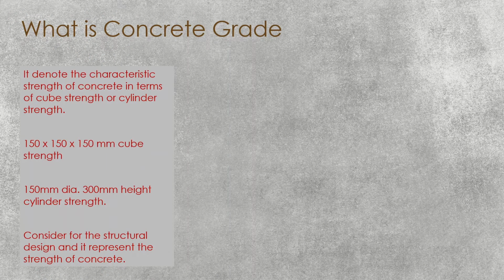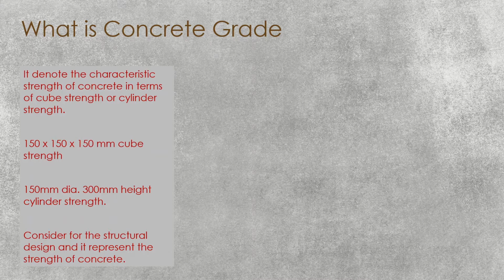What is concrete grade? It denotes the characteristic strength of the concrete in terms of cube strength or cylinder strength. In some standards, they use cube strength for characteristic strength. Some countries use cylinder strength for the characteristic strength and for the design requirements. A concrete cube having dimensions 150 by 150 by 150 millimeter will be used for casting the cube, and it is used to test the concrete. So the strength of that cube will be considered as the characteristic cube strength.